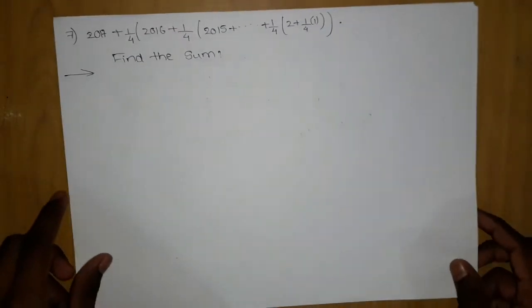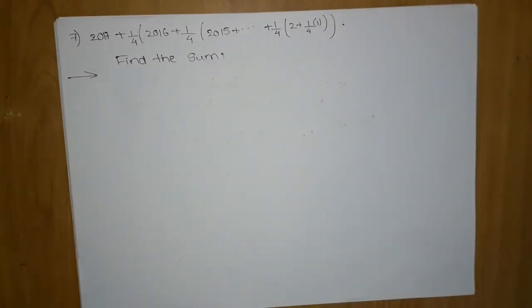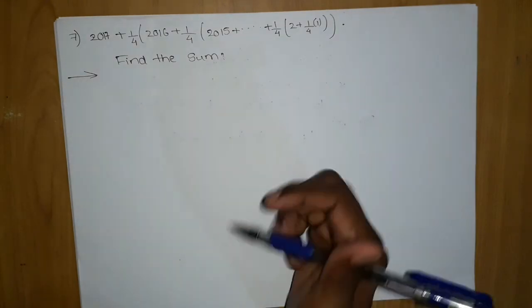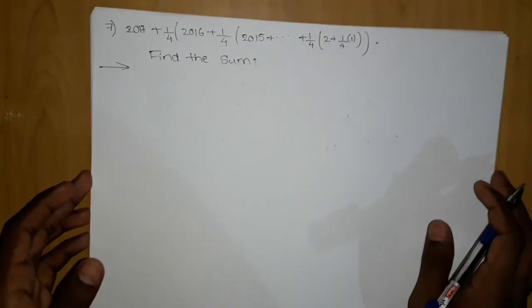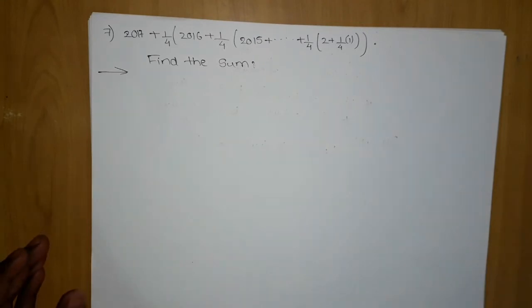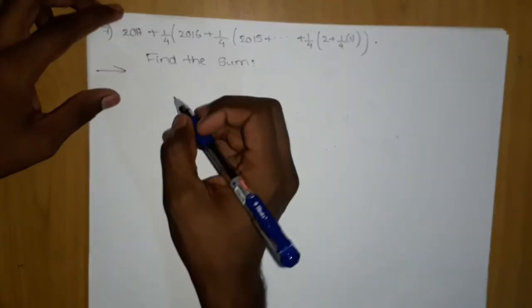The next problem is the seventh problem. This problem is quite understandable. It may appear complicated, but it is a very simple problem. All you need to be is very alert. So the problem is like this.